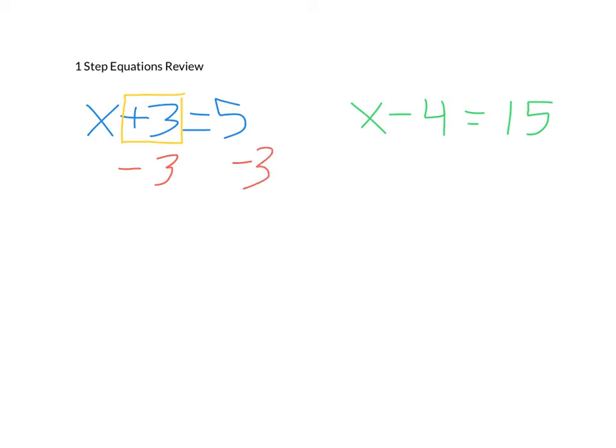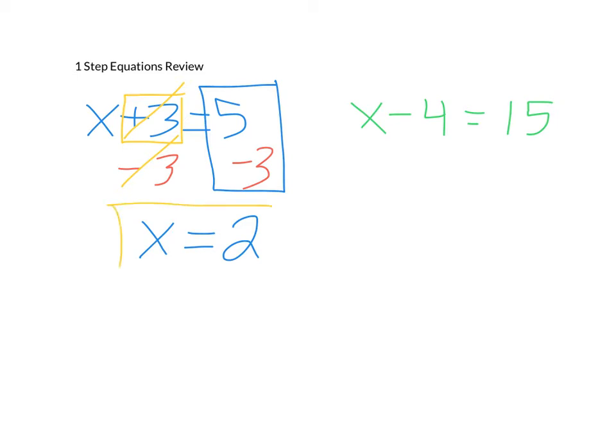This will allow us to do 3 minus 3 and cancel out. That leaves us with just x on the left-hand side. And on the right-hand side, we will take 5 minus 3, giving us an answer of x is equal to 2. And that would be our final answer for this one-step equation.